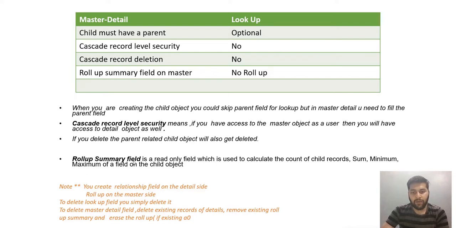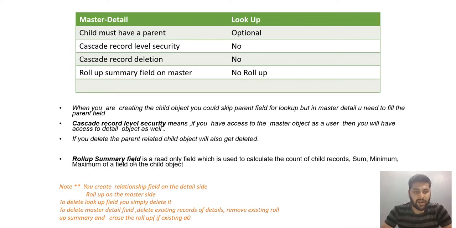Okay, before we move further, let's look into a few note points that are mentioned. You create the relationship field on the detail side. Basically, it means whenever you are going to create a master detail or a lookup, you go to the child object and create it there. You go to Setup, and from Setup go to the child object, then Fields and Relationships, and from there you create the roll-up or master detail field on the detail side, basically on the child object.